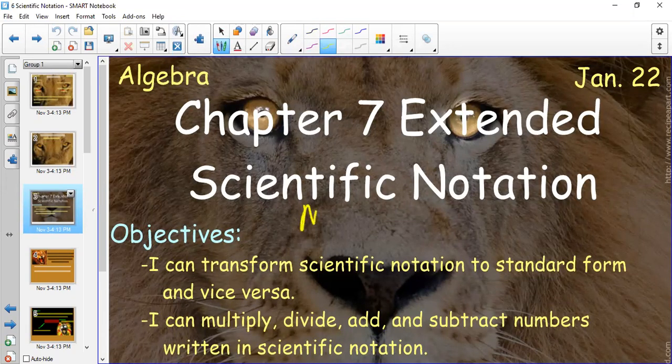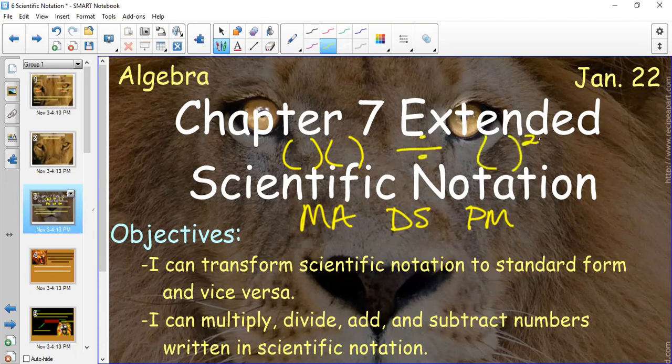Remember, the exponent rules that we've learned are the MA problems, the DS problems, and the PM problems. So MA stood for the multiplication problems, two things multiplied by each other. DS stood for the division problems. A lot of times you'd see it as a fraction, but again, division problems. And PM problems were something raised to a power.